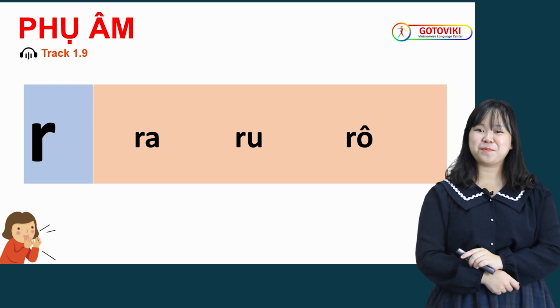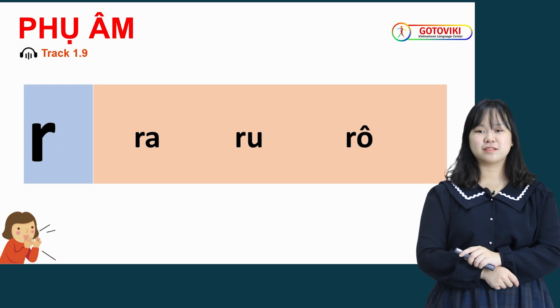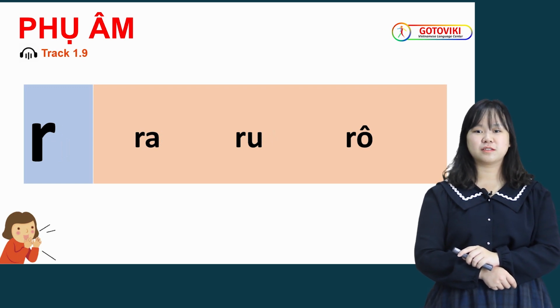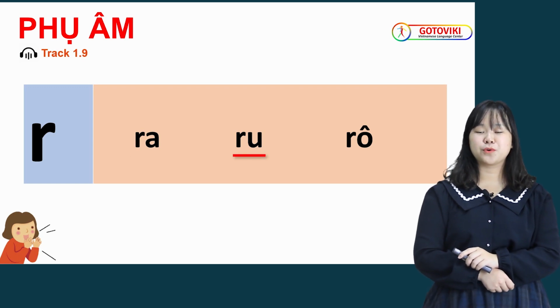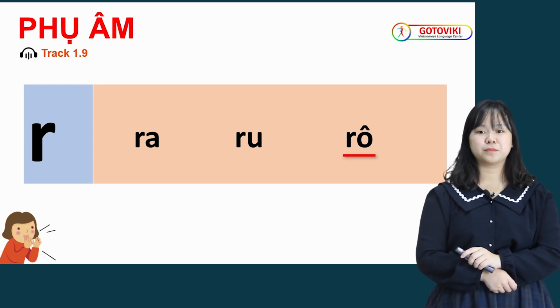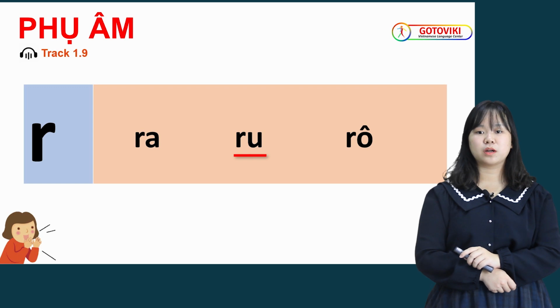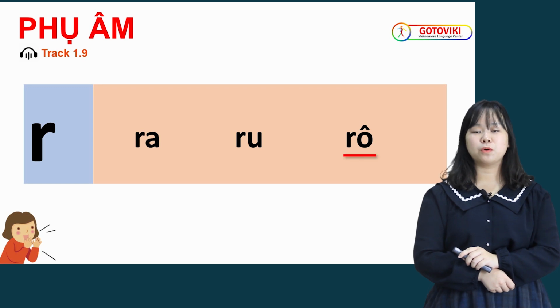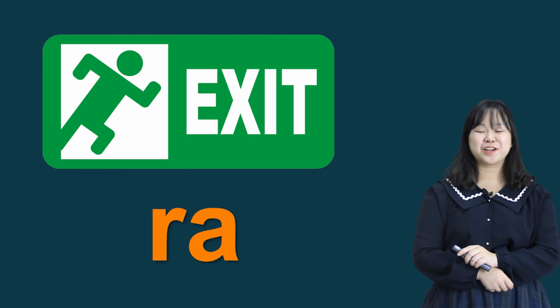Okay, here we have the consonant r. Repeat after me. R, r, r. For example, ra, ru, ro. Ra, ra, ra. Ru, ru, ru. Ra in English means to be out or to go out.